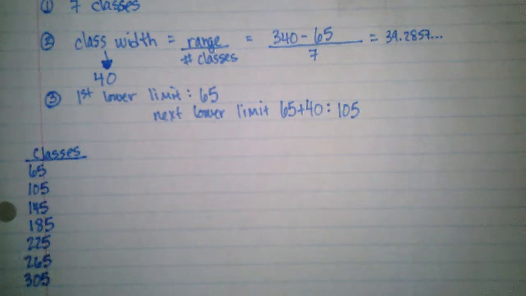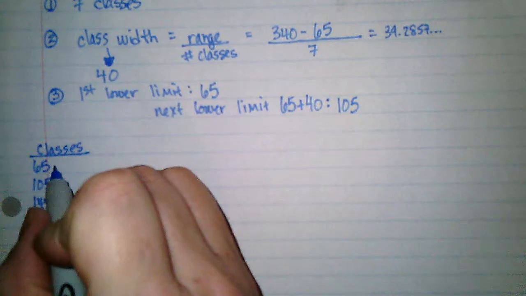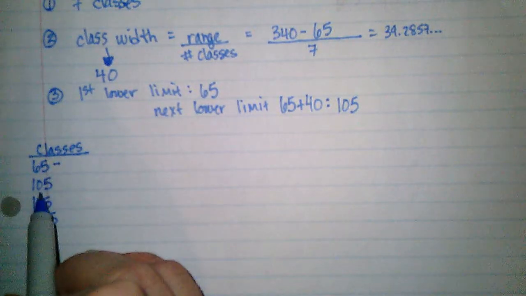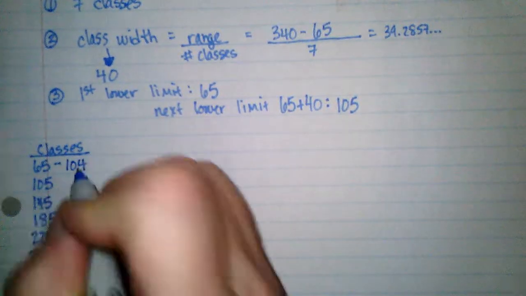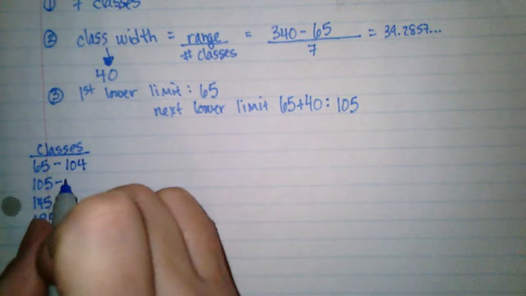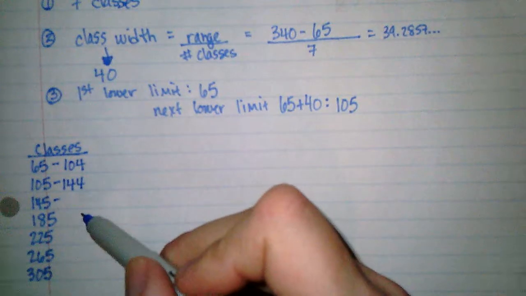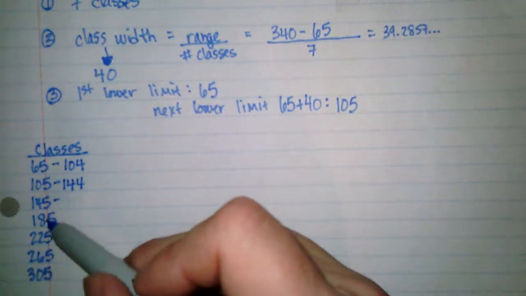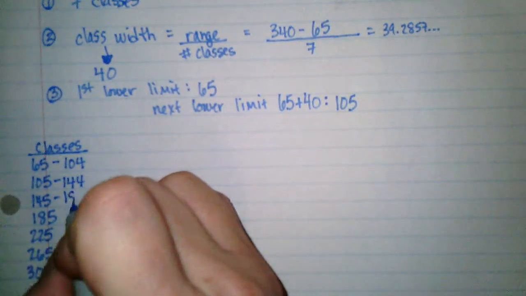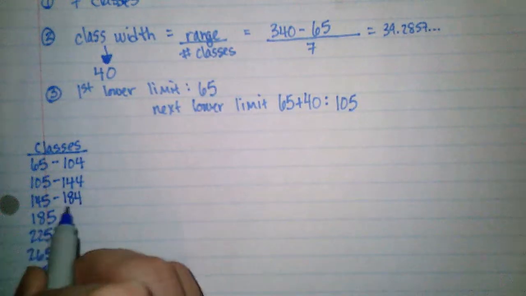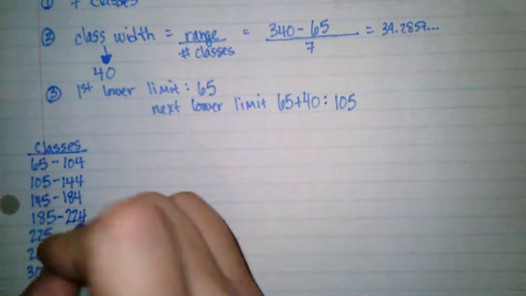Now to get my upper class limits, they are 1 off from my lower class limits. So my first class here is going to go from 65, and it doesn't go up to 105. It goes 1 fewer than that, so it's going to go up to 104. And then from 105 to 144. So what you'll notice here is that I can just keep adding the class width onto my upper limits, or I can keep subtracting 1 from my next lower limit. So I could either do 144 plus 40 to get 184, or I could take 1 off of 185 to get 184. Whichever way you do that, you should get the same numbers.